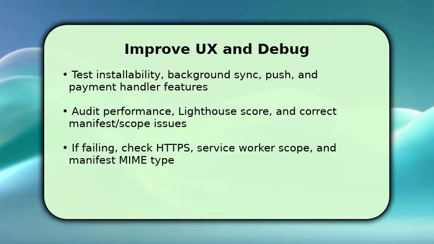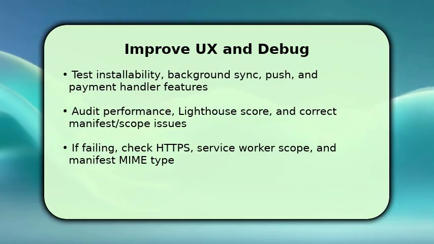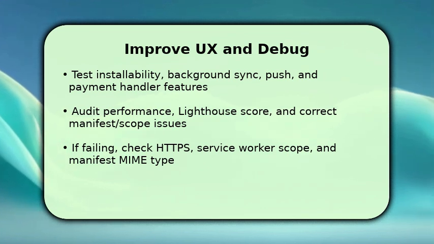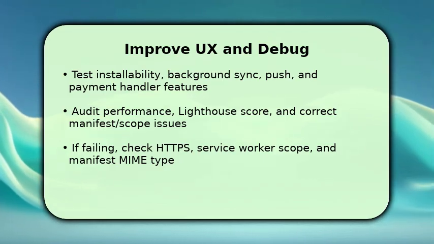If something goes wrong, inspect DevTools application for service worker scope, console errors, and ensure manifest served with correct JSON MIME type. Also confirm page is HTTPS and icons meet size and purpose requirements. This final validation prevents common install and run issues.